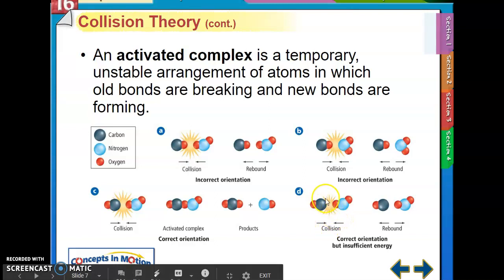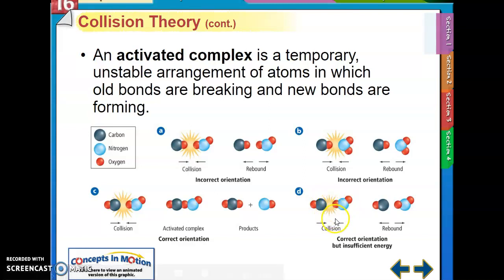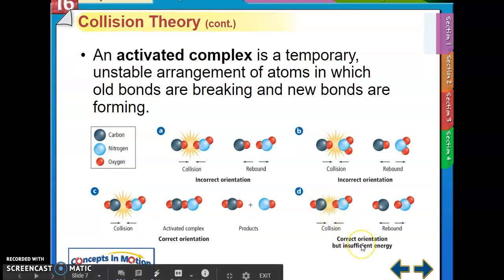This one shows the correct orientation, but we also need the correct amount of activation energy, or the amount of energy to get the reaction started. Since that does not happen here, it rebounds again.